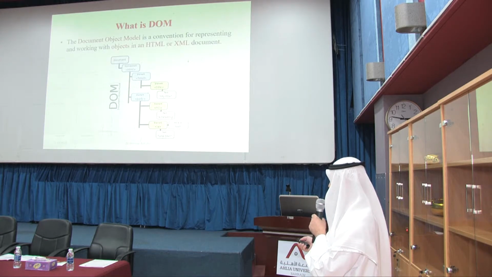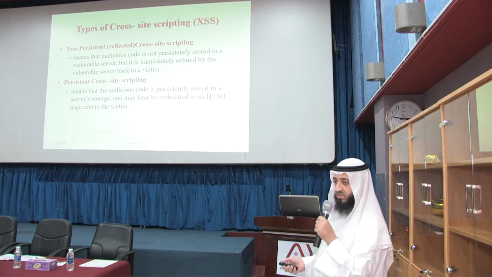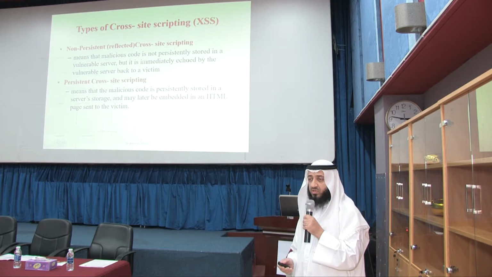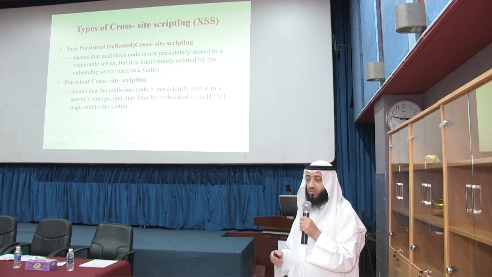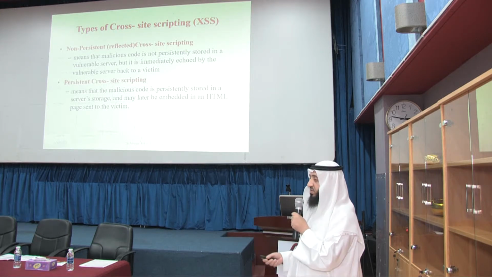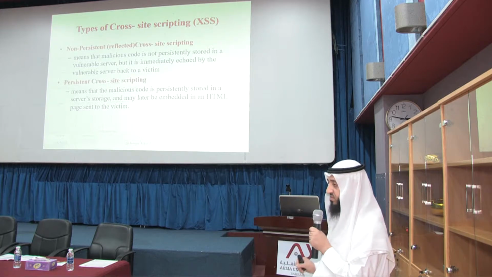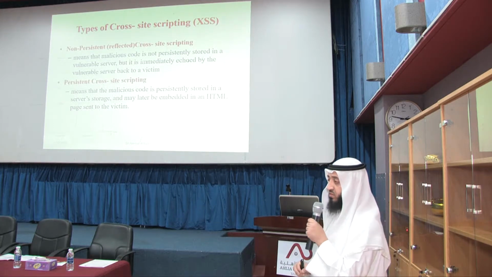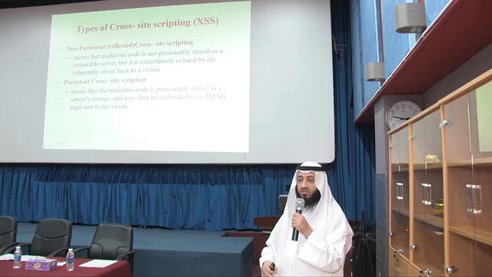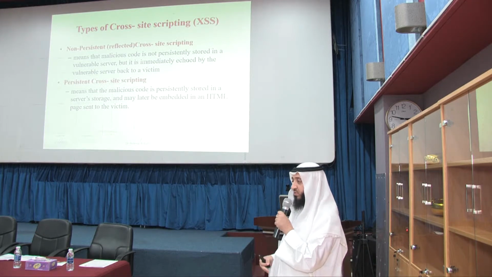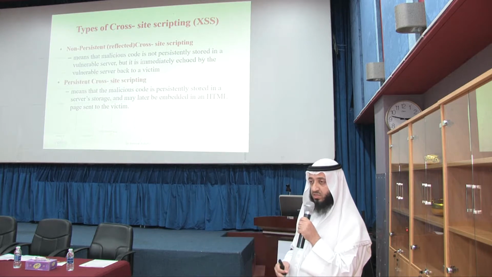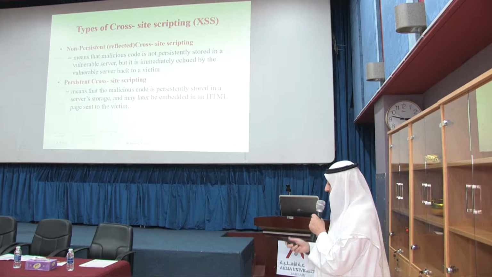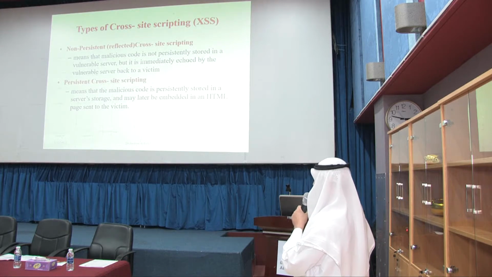While in the persistent type, the attacker stores the script in the web server. For example, in blogs or wherever we log in to websites and write comments, the attacker can include the script inside the comment. So when I display the comment again, the script will be downloaded to my machine and it will execute, stealing the information and directing it to the attacker. So this is the persistent type.